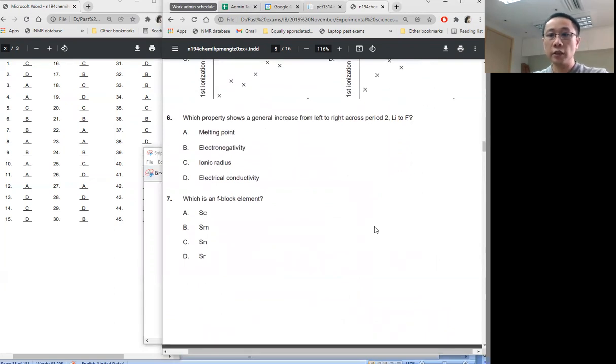Question 6 is about general increase from left to right across period 2. And the answer to this question is B. First of all, A is wrong. Melting point shows no clear trend across the period, but there are different structure and bonding for the metals on the left-hand side and then the non-metals on the right-hand side.